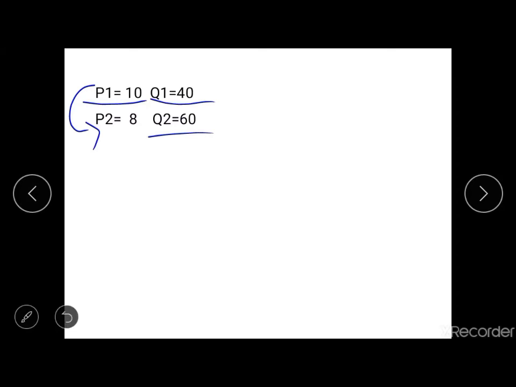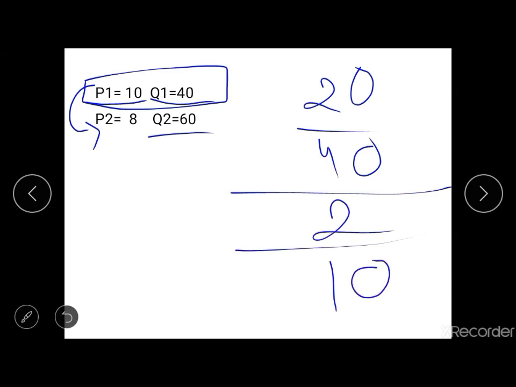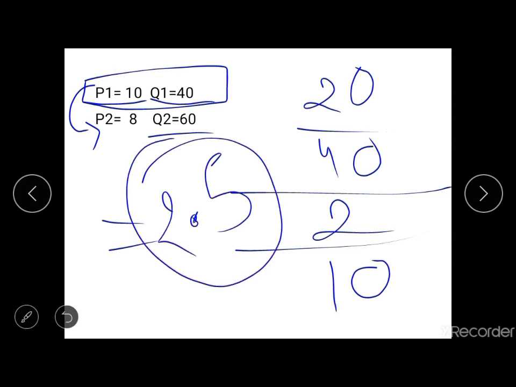So the formula is the change in quantity, which is 60 minus 40, 20, divided by the original quantity. So we are taking these as the original quantity right now. Overall divided by the change in price, which is 10 minus 8, 2, divided by the original price, which is 10. So this will give you 2.5. So the coefficient of price elasticity is 2.5.